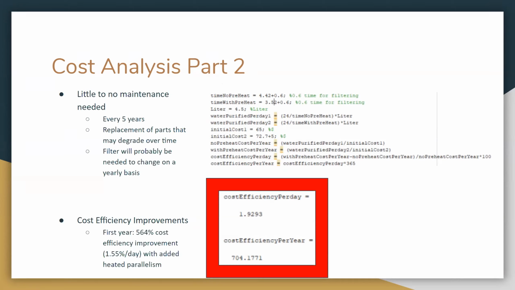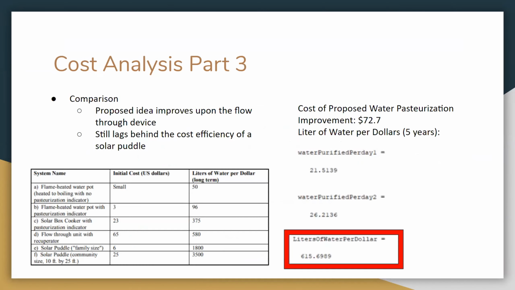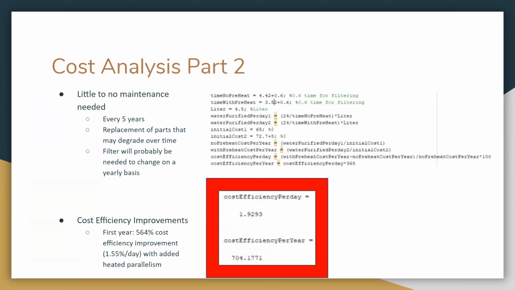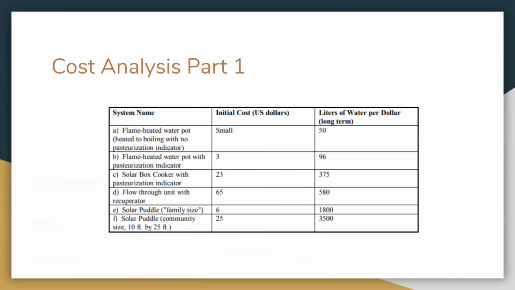through device. So doing this calculation, I get that the cost efficiency is improved by 1.9% each day. And over a year, this cost efficiency compounds and goes to 704% in a year. So when you say percent increase, you're comparing it to which example in the previous slide? This original flow through device. I see. Okay, got it.